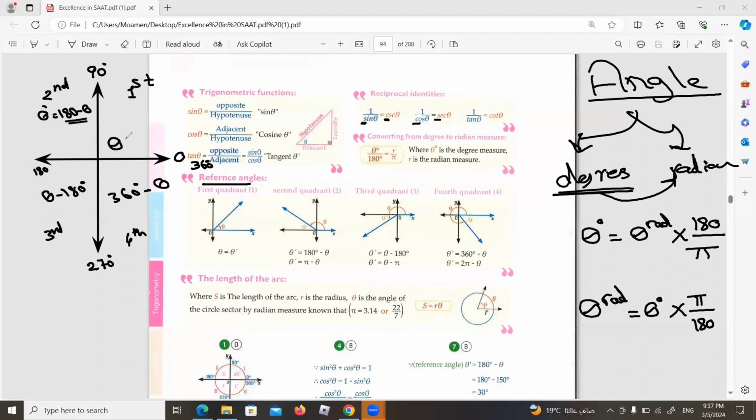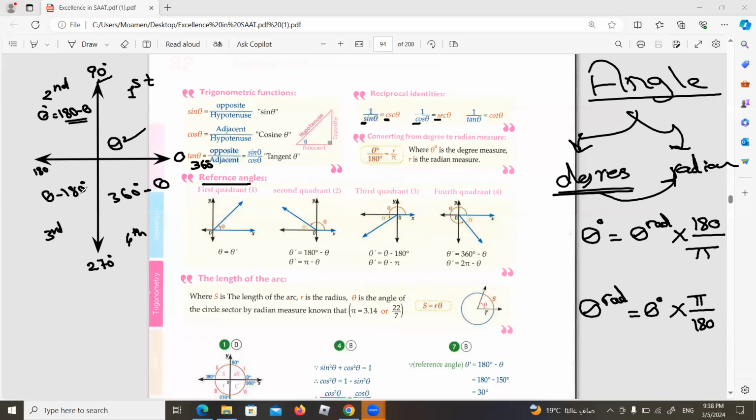So in the first quadrant, we have theta as it is without any change. In the second quadrant, if you need to find the reference angle for an angle between 90 and 180, you get 180 minus theta. For example, if I ask you about the angle 120, which is between 90 and 180, what is the reference angle for 120? You just write 180 minus 120, which is equal to 60.